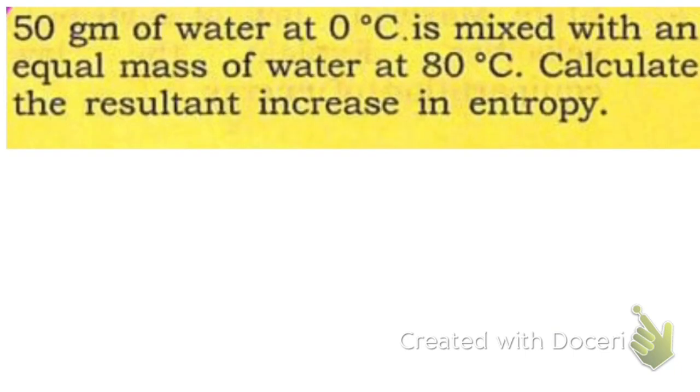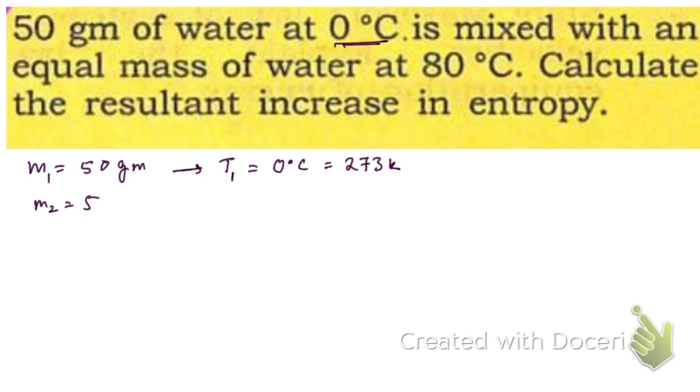So here is the question: 50 gram of water at 0 degrees Celsius. The mass of water is given here, 50 gram, and let it be M1. It is at temperature T1, that is 0 degrees Celsius. That means if you write in Kelvin, 273 Kelvin, right? And it is mixed with an equal mass of water, again 50 gram, but at a different temperature, that is 80 degrees Celsius. If you add 273 to this, that's going to be 353, I think.